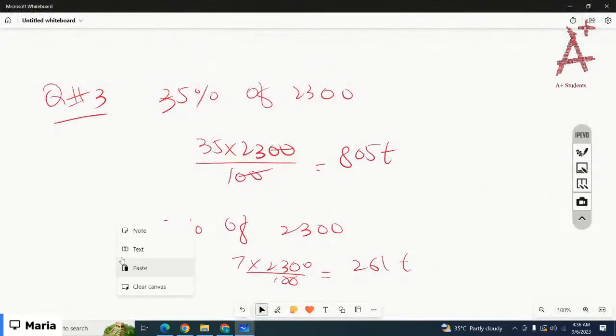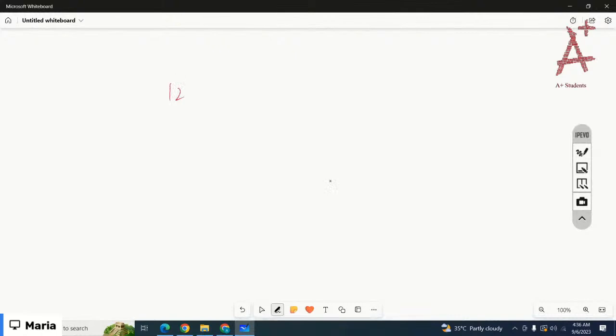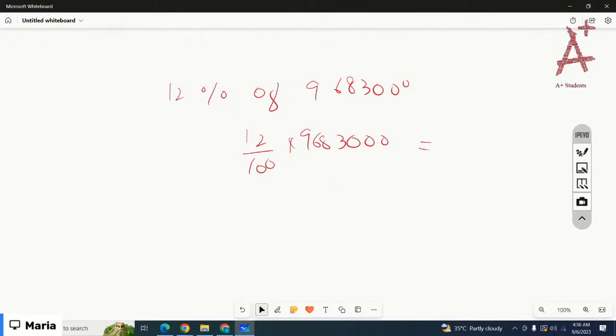I'm going to just calculate 12%, right? You can do the rest of the three values on your own. So you have to calculate 12% of 9,683,000. Just calculate, it would be 12 over 100 times 9,683,000. Just calculate the value, so it would be 1,162,000, right? This way you can calculate the other three values, right?